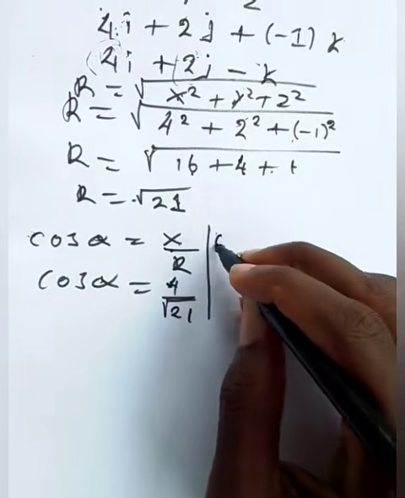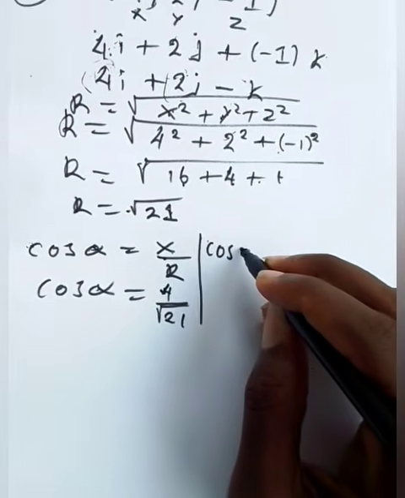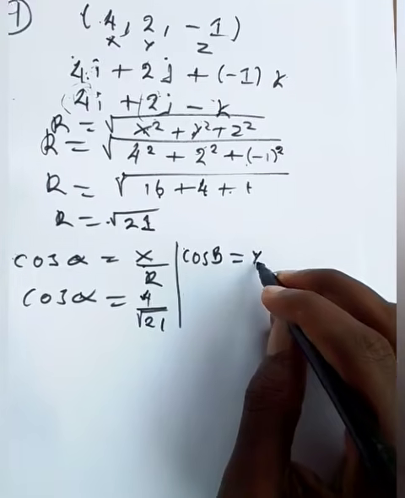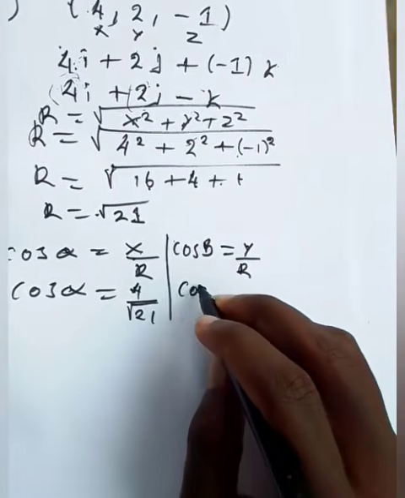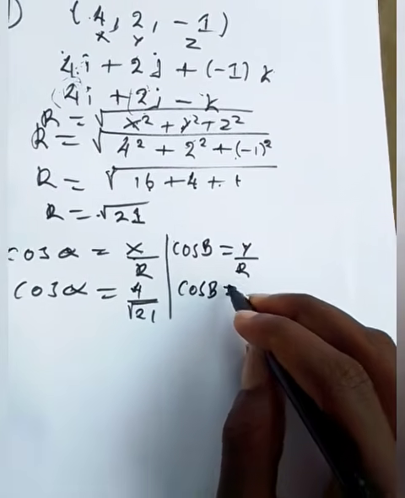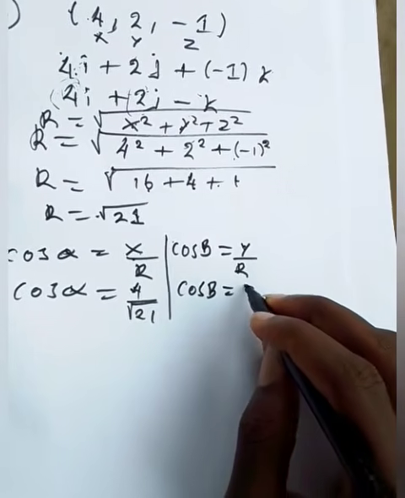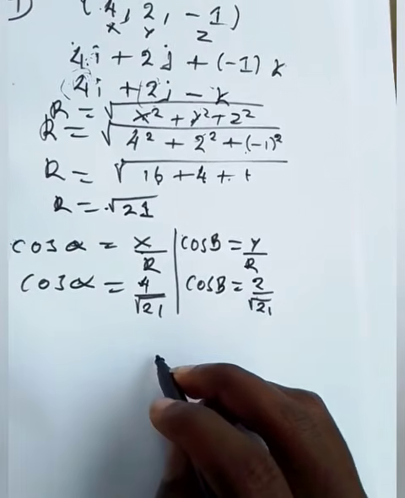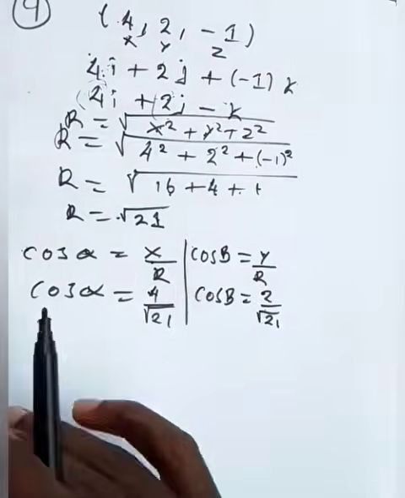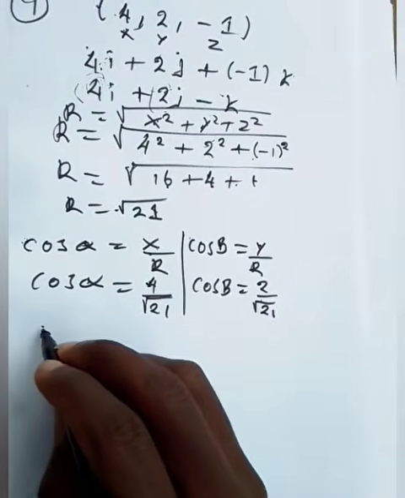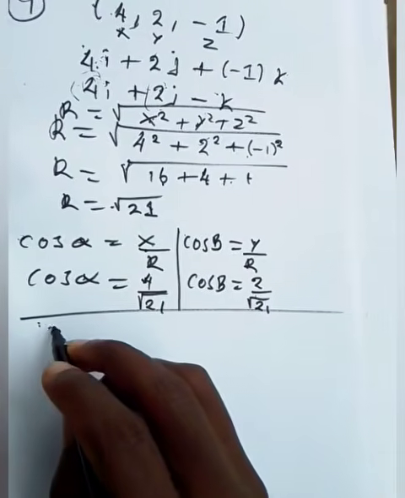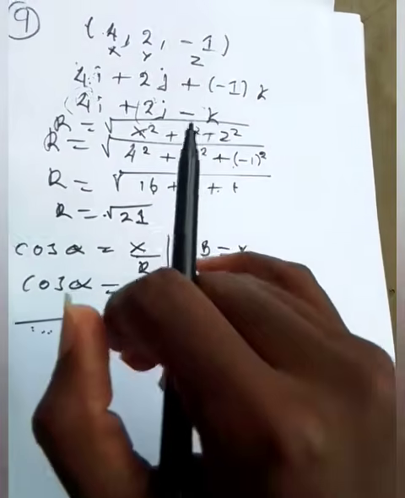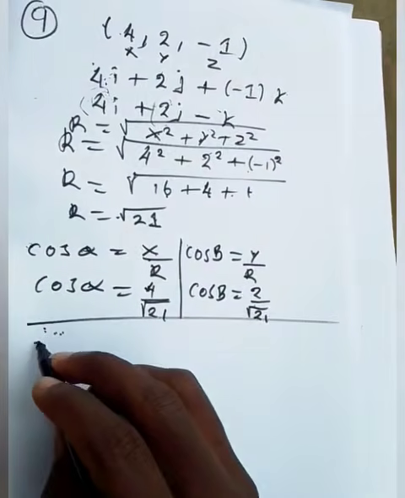Alright, let's go for the one for beta. It is equal to y over r. So cos beta is equal to the component in the y, which is 2, over r, square root of 21. So this is the direction cosine for beta. And then remember we have three angles, alpha, beta, and gamma, right? So let's go for the one for gamma.